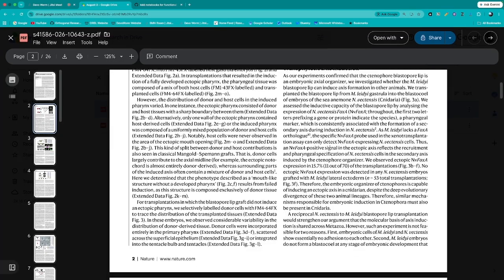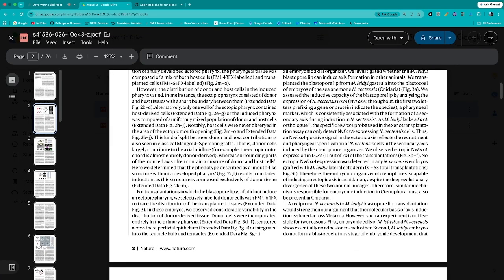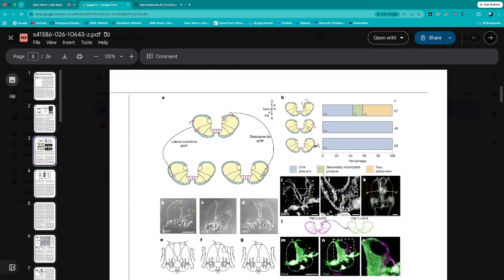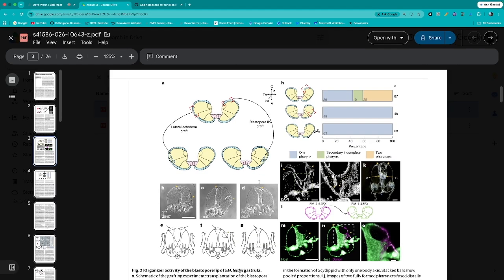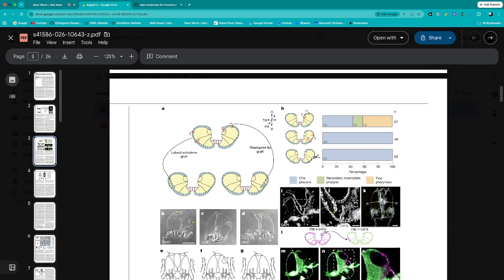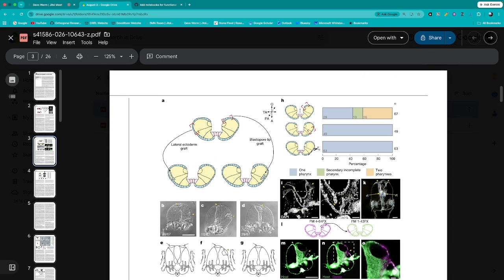And so then they talk a little bit about the molecular biology of this process in ctenophores, where they saw expression of different factors. And this is just a map of that where they're showing this graft, and then they're showing this organizer activity through the expression of these different factors. And this is actually a nice figure showing the ratio of embryos where they get a single pharynx, two pharynxes, and then a secondary incomplete pharynx.